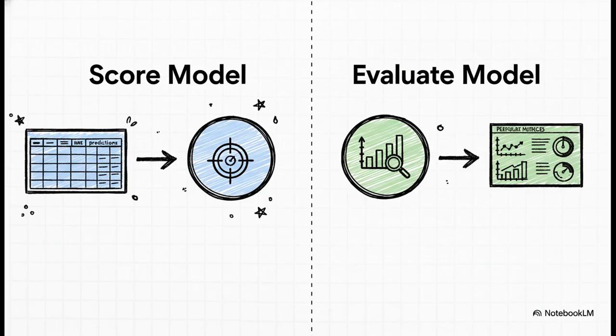The score model, that's your prediction factory. It just churns out the numbers. But the evaluate model, that's your quality control department. It takes those predictions and grades them against the real answers.